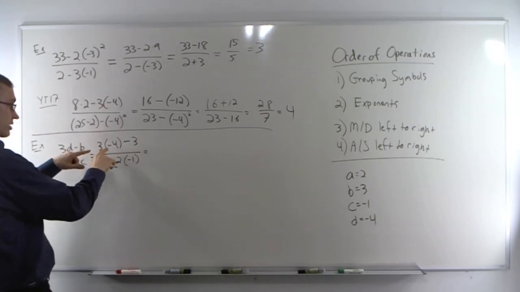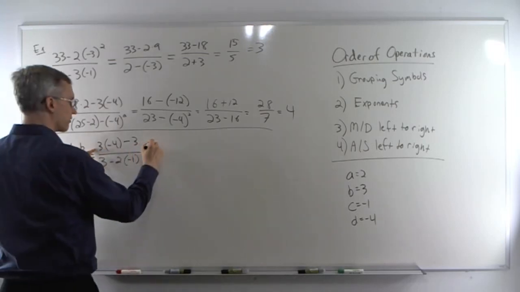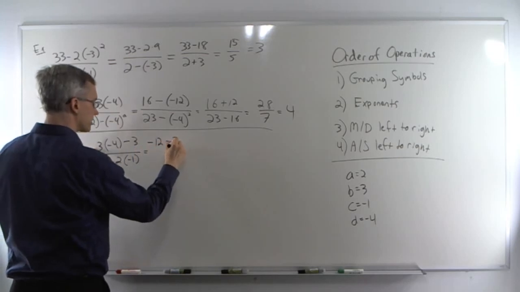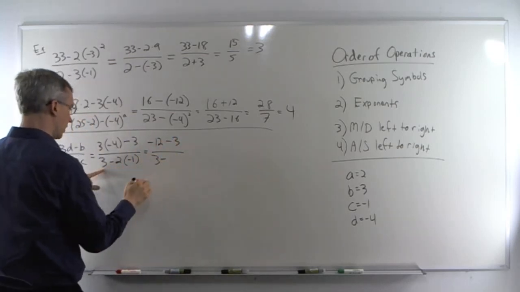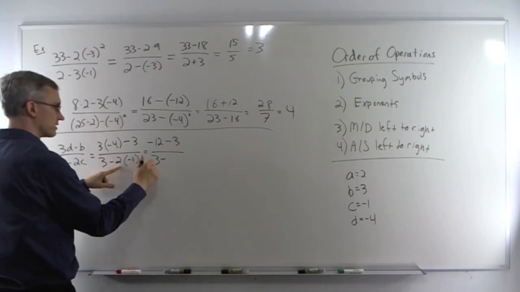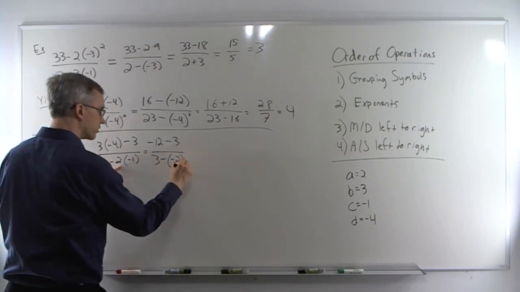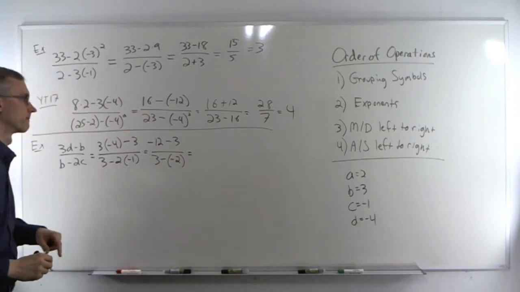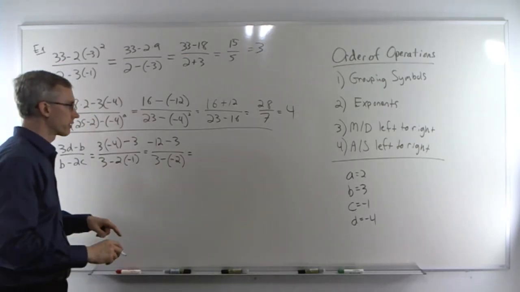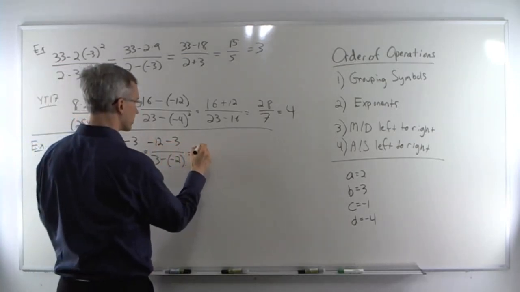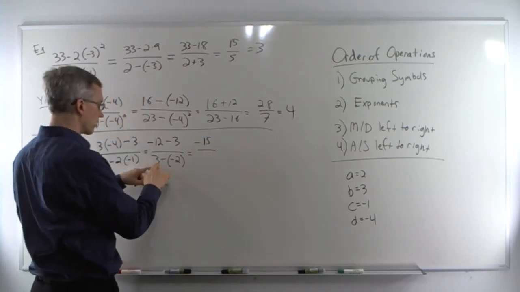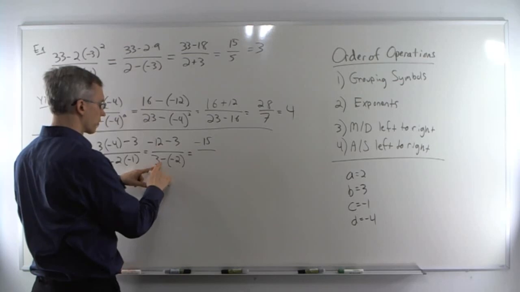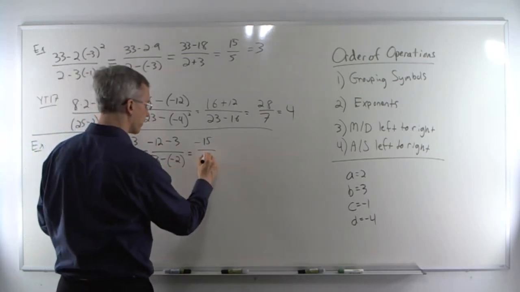All right, we'll do order of operations on top. 3 times negative 4 is negative 12, and then minus 3 stays. And here we got 3 minus, and 2 times negative 1 is negative 2. So put that negative 2 in parentheses. All right, now we can evaluate the top. Negative 12 minus 3 is negative 15. And down here, we're going to convert this to addition. 3 minus negative 2 is the same as 3 plus 2, or 5.